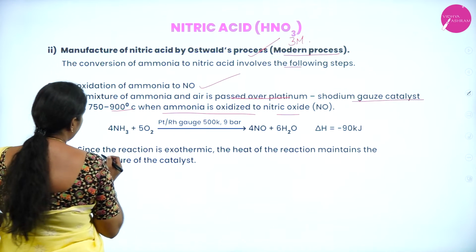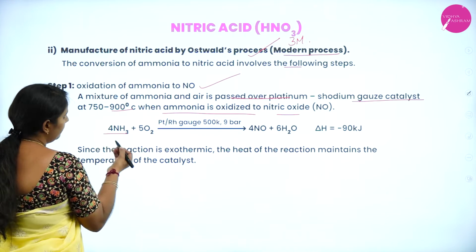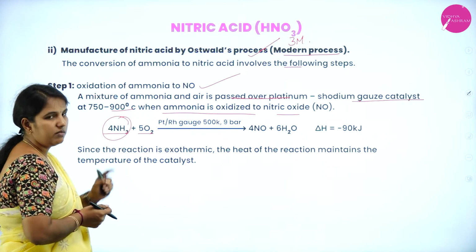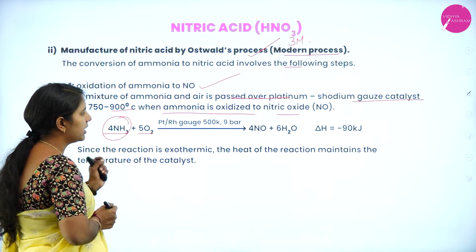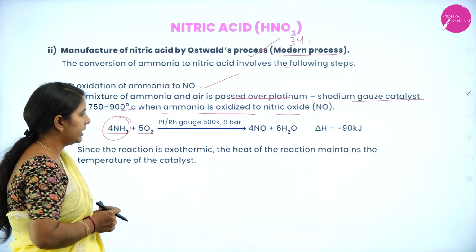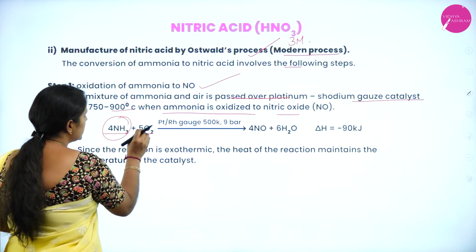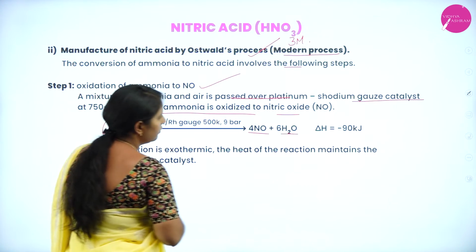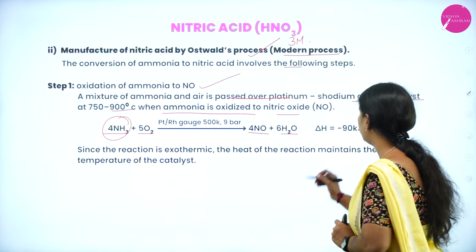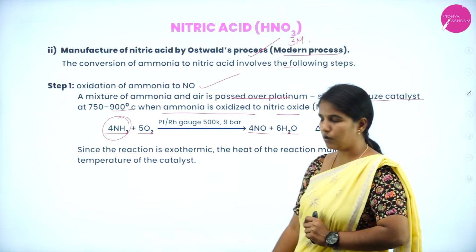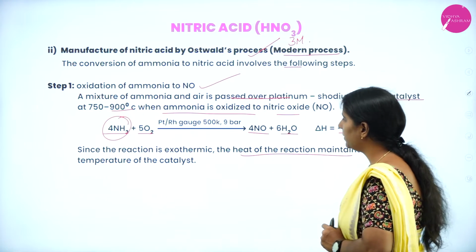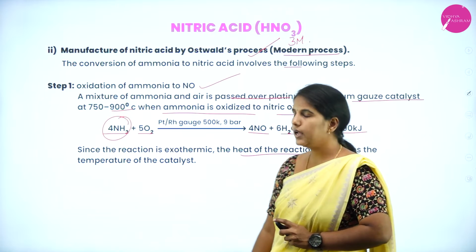So what we will take? We will take ammonia, a mixture of ammonia with oxygen, in presence of platinum or rhodium as a catalyst at a pressure of about 9 bar and temperature around 500 Kelvin. What does it form? It forms nitric oxide along with water. During these changes, heat will again be released, and the change in enthalpy is minus 90 kilojoules. Okay. Since the reaction is exothermic, the heat of the reaction maintains the temperature of the catalyst.